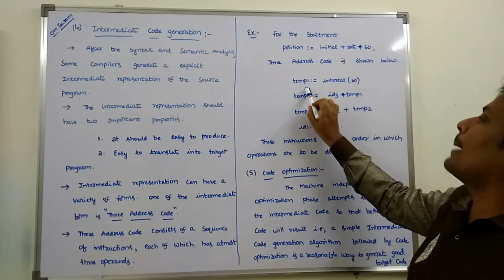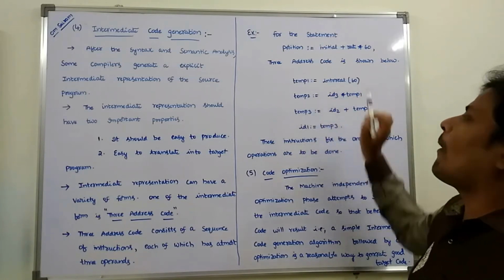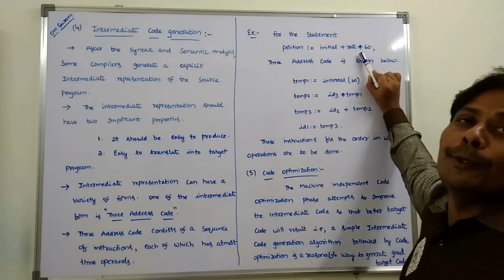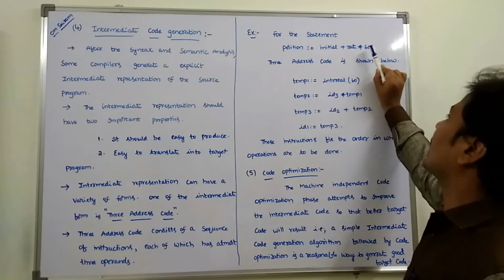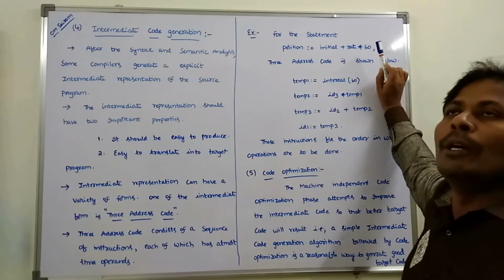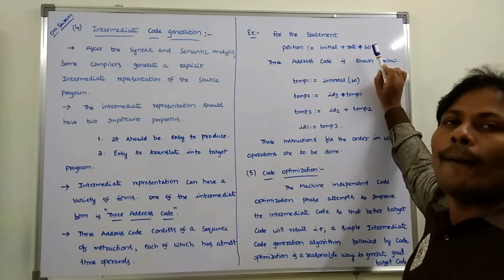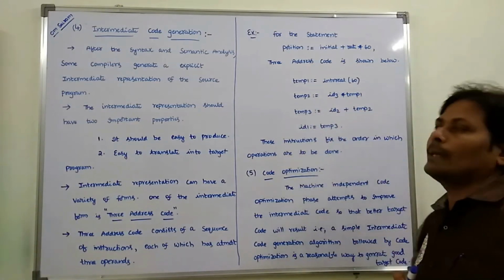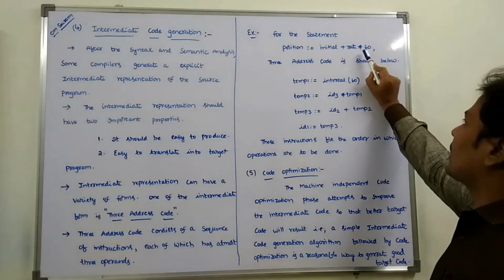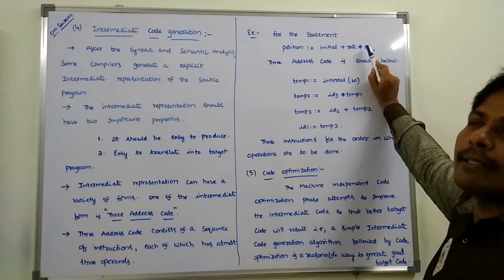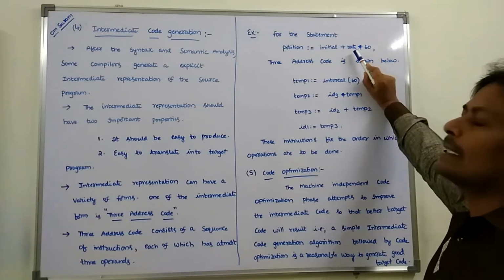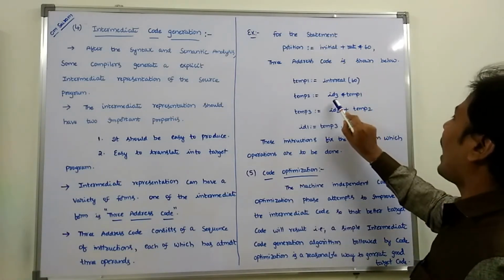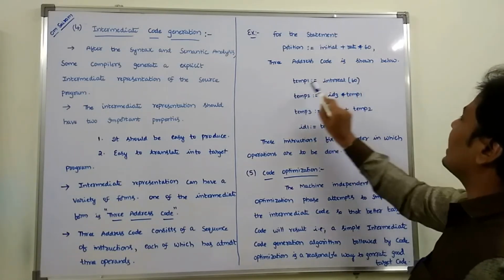So first one is temp1 is equal to int to real of 60. In this one, the highest priority is given to the into operator. So first we convert the integer 60 into real by using the int to real operator, that is temp1 is equal to int to real of 60. Second, after converting the integer 60 into real, it can be multiplied with the identifier rate. Identifier rate can be treated as id3, id3 into whatever result we are getting, that is temp1.